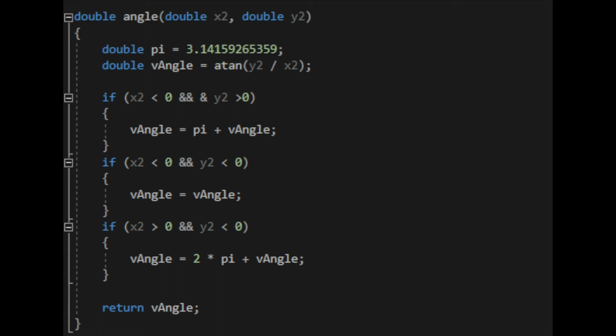If x is less than 0 and y is less than 0, you will get a function that is negative over a negative, which gives you a positive, so no check is needed and the angle remains. If x is positive and y is negative, then that means the vector lies within quadrant 4. So you take the angle and you add 2 pi or 360 to get the positive radian angle. Once the checks are completed, vector angle's value is returned.